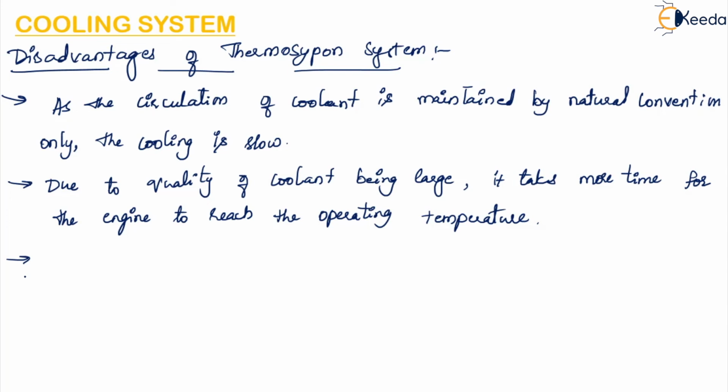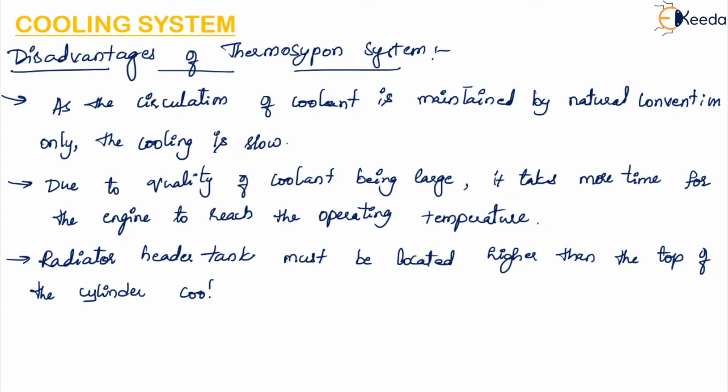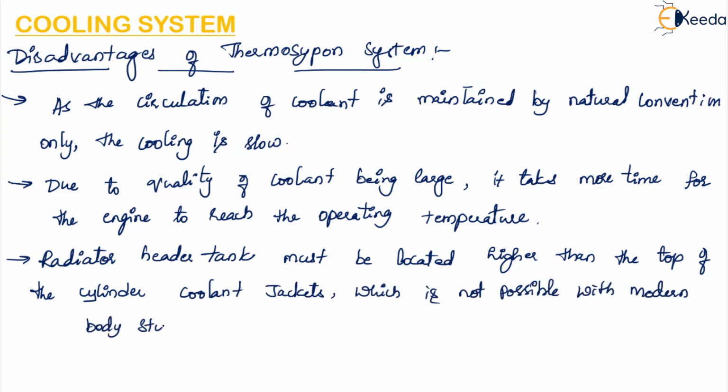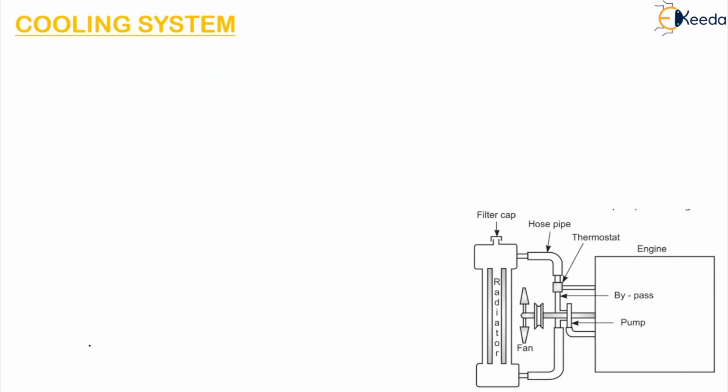The radiator header tank must be located higher than the top of the cylinder coolant jackets, which is not possible with modern body styles. So the radiator must be kept higher than the cylinder coolant jackets, which is not possible with the modern body styles of automobiles. So this is about the water cooling system with the help of the thermosyphon system. The next type of system is the pump circulation system.